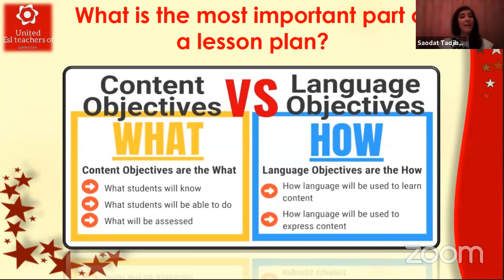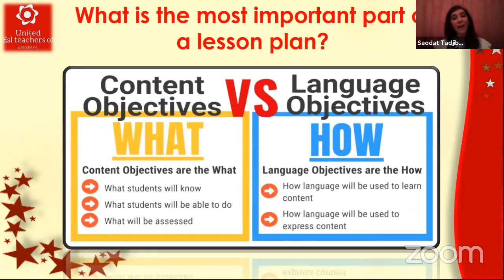It was valuable. Now, actually, yes, there's a big difference between content objectives and language objectives. So content objectives always answer the question, what? So what your students will know just after this session or lesson. Here we use CWBAT. It means students will be able to know what, and students will be able to do what, and how will they be assessed here.